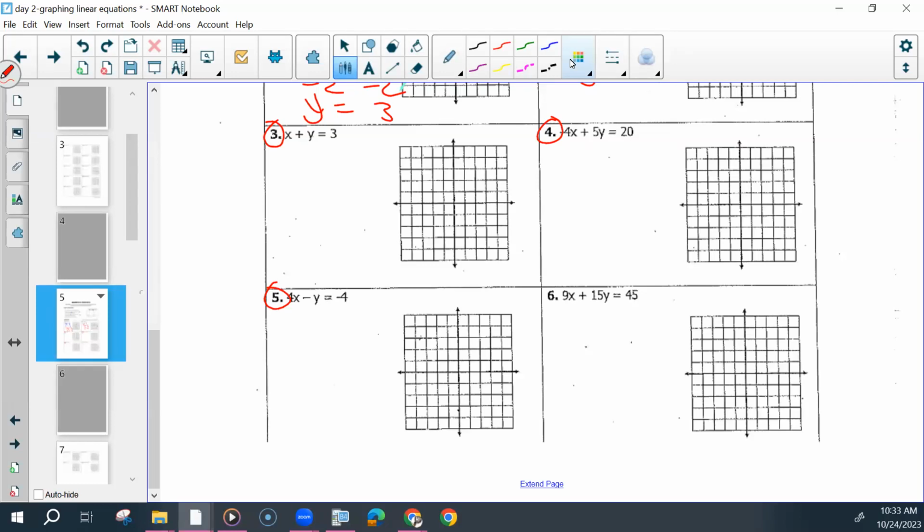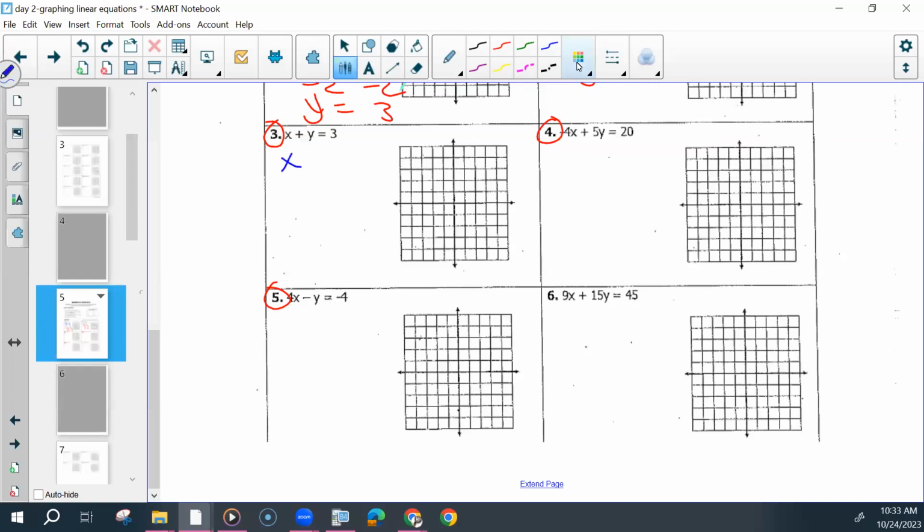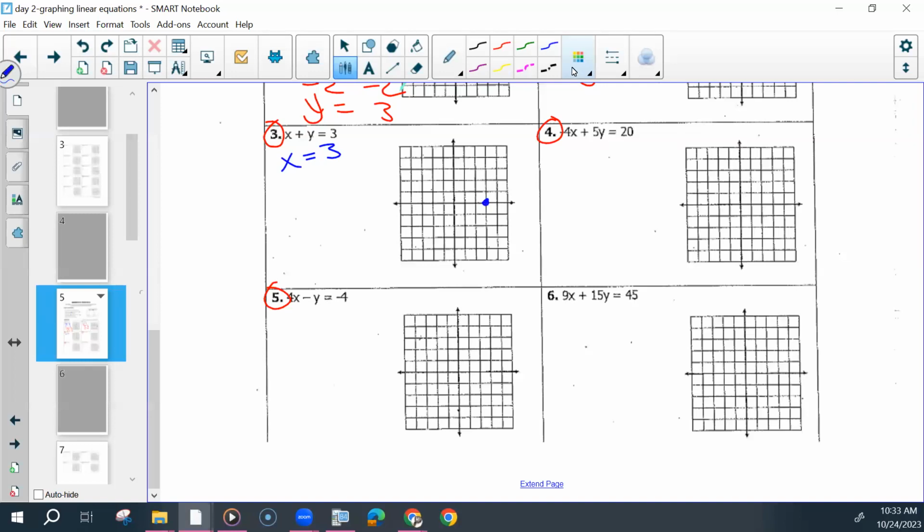Okay, so as we kind of already figured out, number 3 would just be x equals 3 plotted at 3, and y equals 3 plotted at 3. So there's no work for that one. You would still have to write x equals 3, y equals 3, but then you would just follow 2 points.